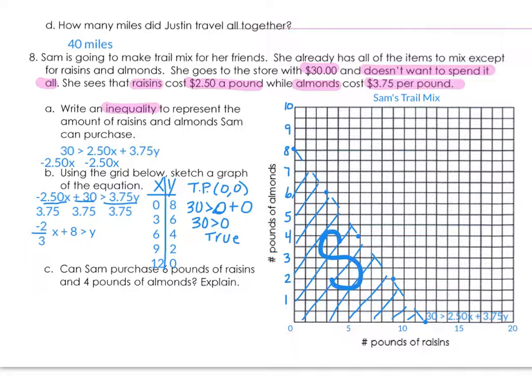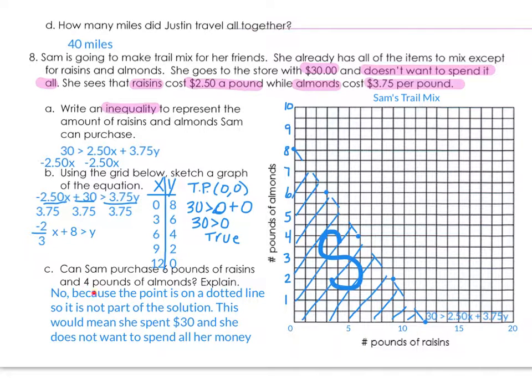Okay, and we've got one last question. Can Sam purchase 6 pounds of raisins and 4 pounds of almonds? Well, if I look over here, 6 pounds of raisins is on my x-axis right here, and 4 pounds of almonds takes me to this point right here. Well, I don't think she can because that's a dotted line. So I said no because the point is on a dotted line, so it is not part of the solution. This would mean she spent $30 and she does not want to spend all her money, because remember, anything on the line, if we substituted in for x and y, it would be equal on both sides.